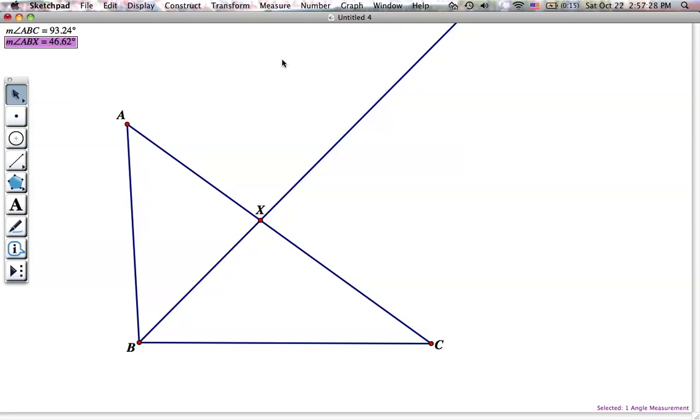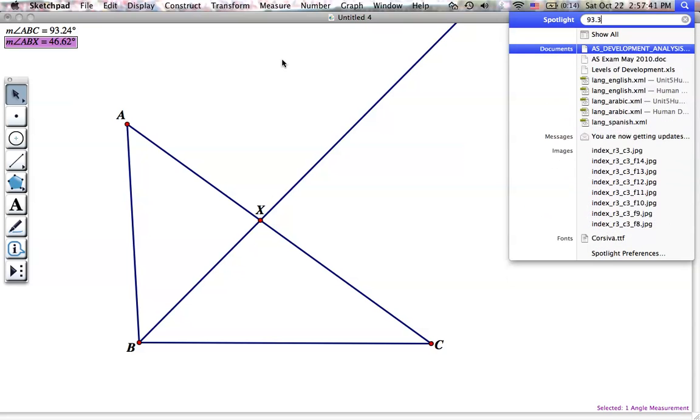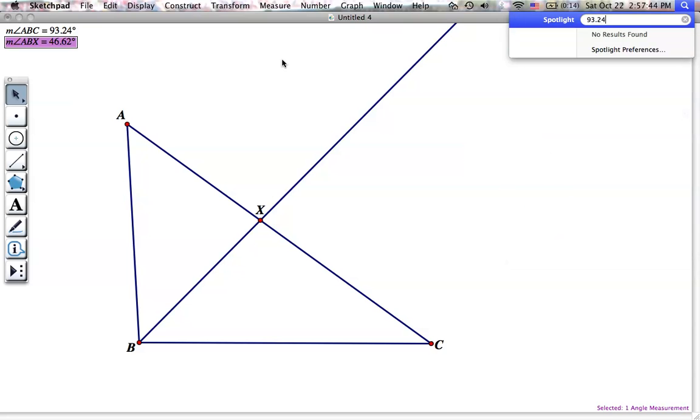So now we're gonna go Command Spacebar to do spotlight, and we'll check our work to see if it's exactly half. So we're gonna do angle ABC, which in our case is 93.24 degrees, and we're gonna divide it by angle ABX, which in our case is 46.62 degrees. And if you created your sketch right on your triangle, you will get 2, which shows it has been cut in half.